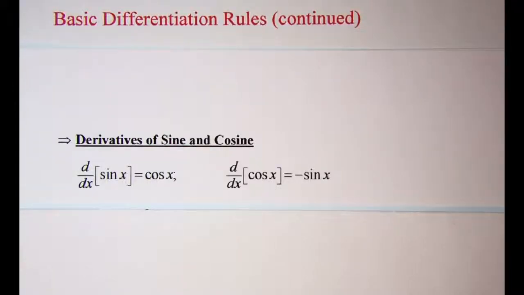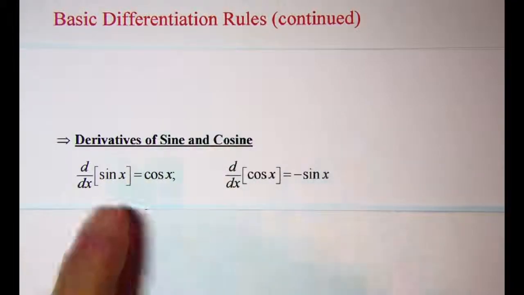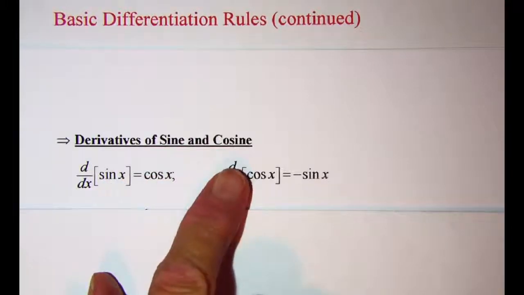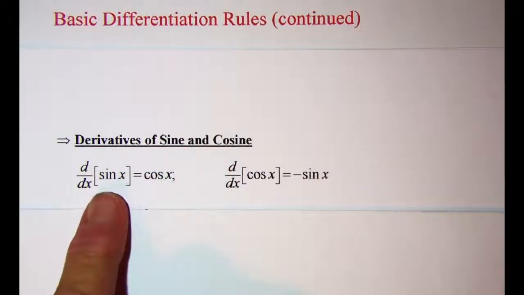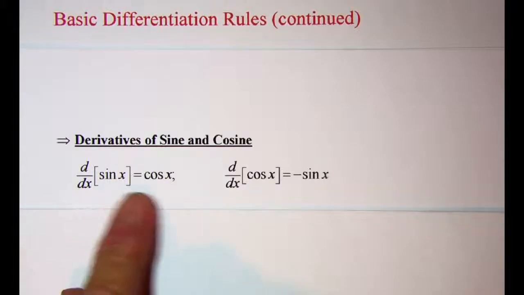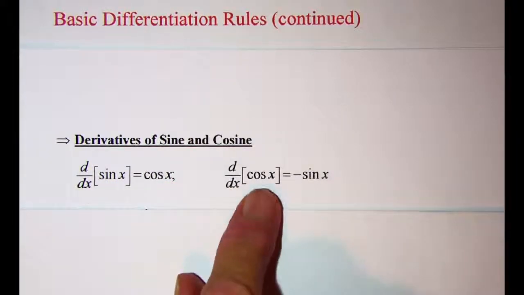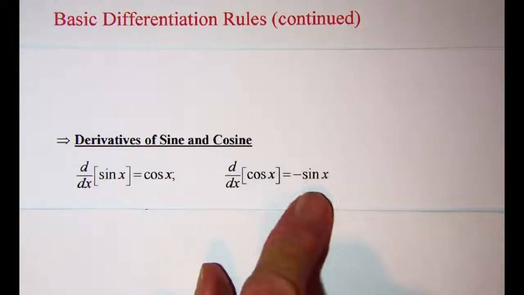In this video, we will look at the basic differentiation rule that deals with the sine function and the cosine function. The derivative of the sine function is cosine x. The derivative of the cosine function is negative sine x.